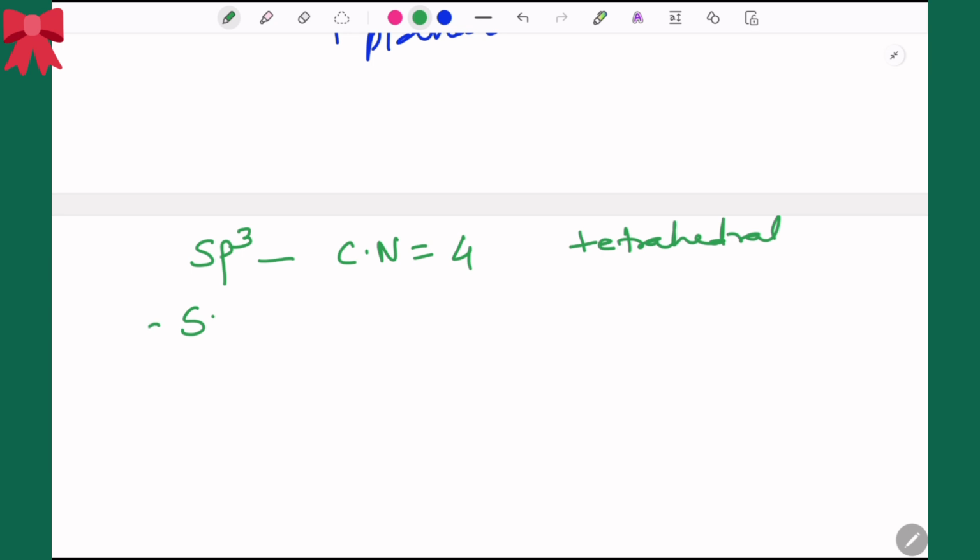Then you can have something like dsp2. So when you're using the inner d orbital and the outer s and the outer p orbital, so that becomes your dsp2 hybridization. So what is the coordination number over here? You can see 2 plus 1 plus 1, that is how much is the coordination number? Of course it's going to be 4. What do you mean by that?